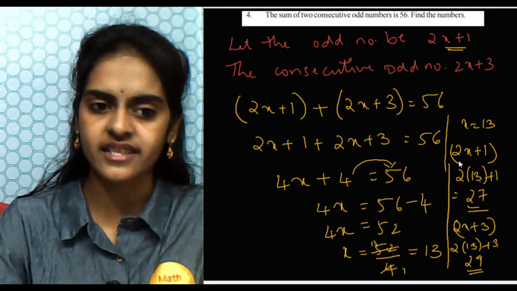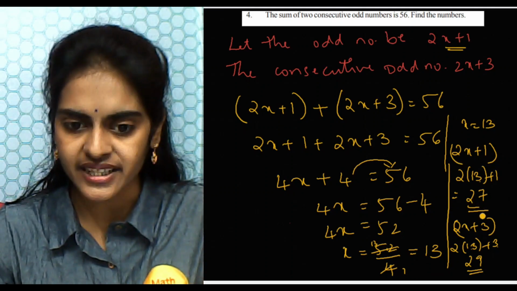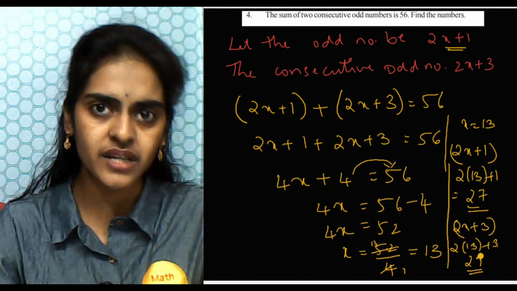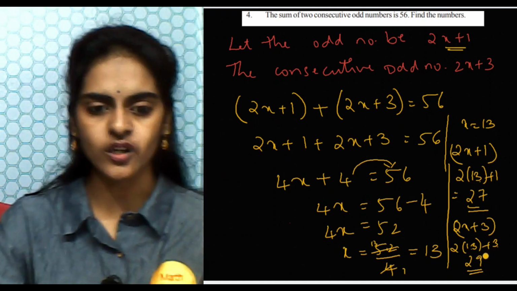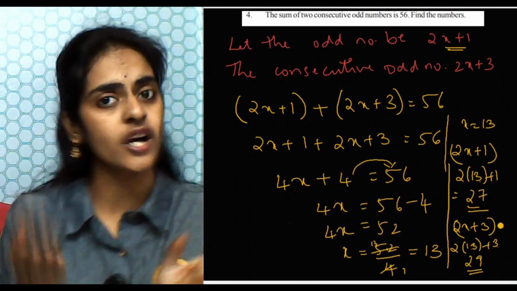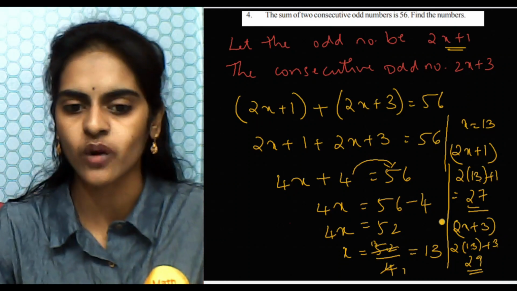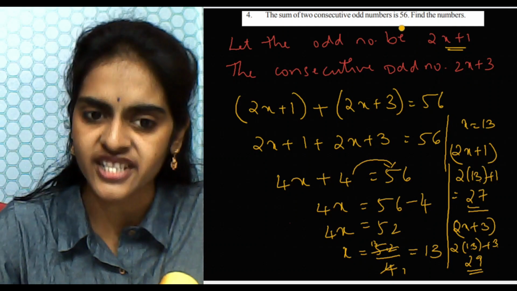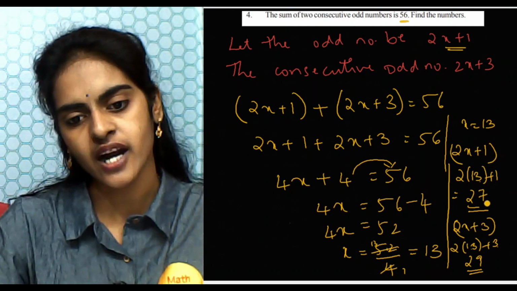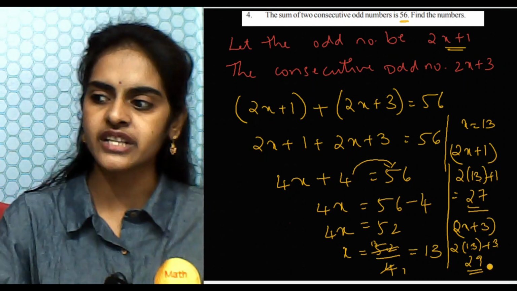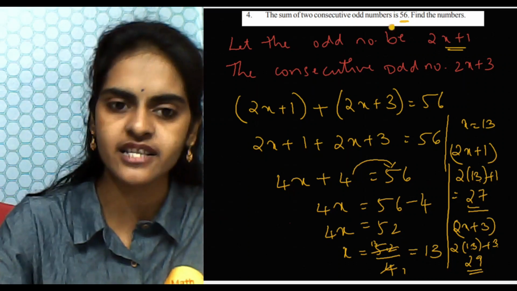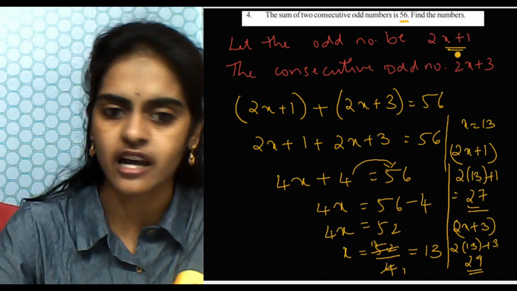Now how will you check? Just see. You have 27 and 29. Are they odd numbers? Yes, they are odd numbers. Are they consecutive numbers? Yes, they are consecutive. After 27, the next odd number is what? It is 29 only. Also you can check if the sum is 56. If you add 27 and 29, will you get 56? Yes, you will get. So the sum of these two odd numbers is 56. This is how you will find.